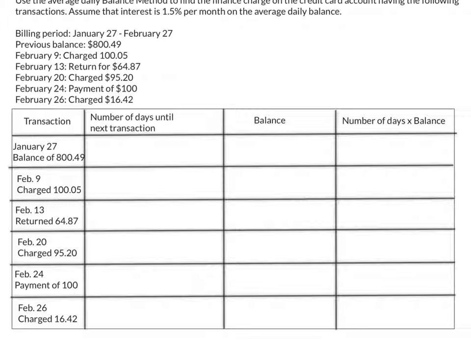We have January 27th, there was a balance of $800.49. On February 9th, we charged $100.05. February 13th, we returned $64.87. February 20th, we charged $95.20, and then February 24th, we had a payment of $100, and February 26th, we charged $16.42.